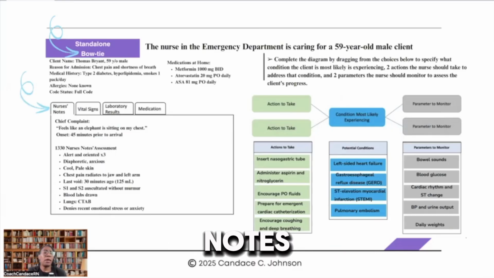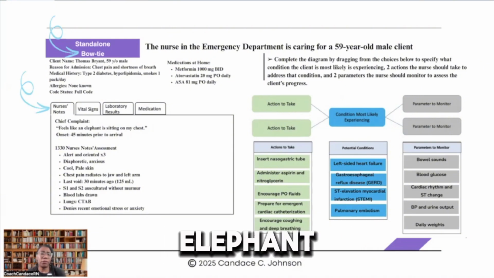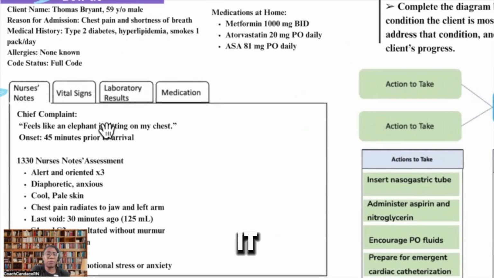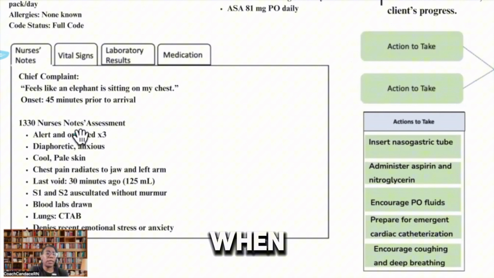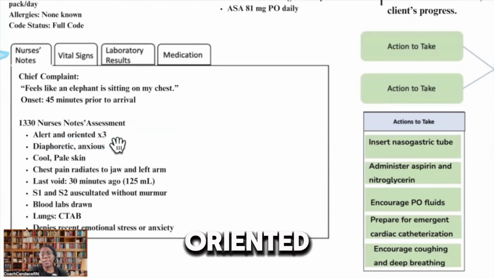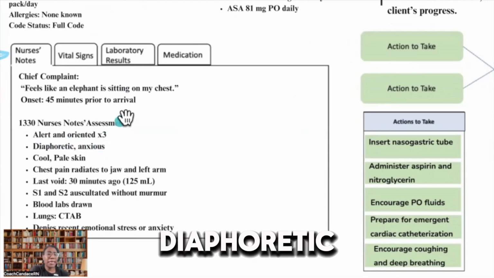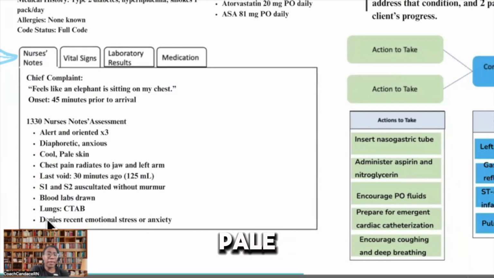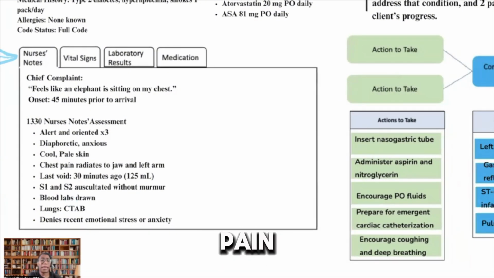The nurse's notes are that the patient has a chief complaint where it, quote, feels like an elephant is sitting on my chest. And it started 45 minutes prior to the patient's arrival. I'll just zoom in here so you can see it very well. 13:30 is when this nurse's note was made. It's pretty much a focused assessment where the patient was found to be alert and oriented times 3, diaphoretic, anxious, with cool, pale skin, chest pain radiating to the jaw and left arm.